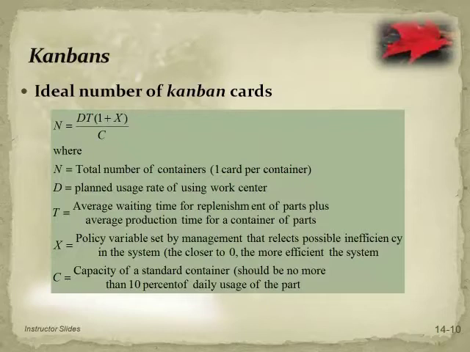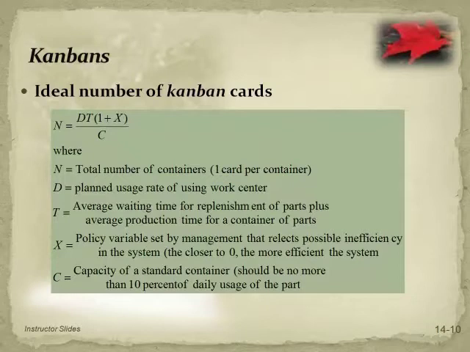X is a variable that represents essentially safety stock. Your textbook refers to it as a variable set by management for possible inefficiencies. Well, isn't that what safety stock is all about? To protect you against certain uncertainties. So that's what X is. X is usually represented as a percentage, like 20% or 30% or 10%.